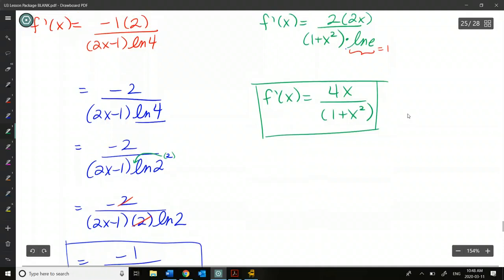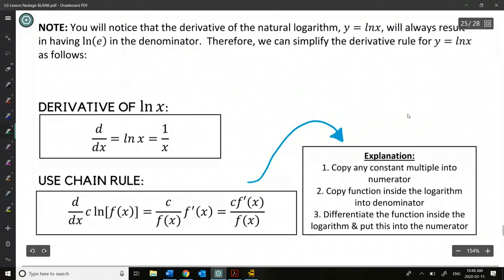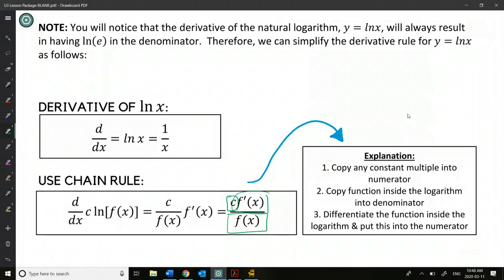Okay, so that's basically what I've just summarized here for you. Because ln is just log with base e, you will always see that you'll get ln of e in the denominator when you do the ln of the base. So the derivative of ln x is basically just 1 over x. And if you have a more complex function, you will copy the constant multiple into the numerator, copy the function inside ln in the denominator, and multiply by the derivative of the inside function in the numerator. Okay, so there's a shortcut explanation for you there.